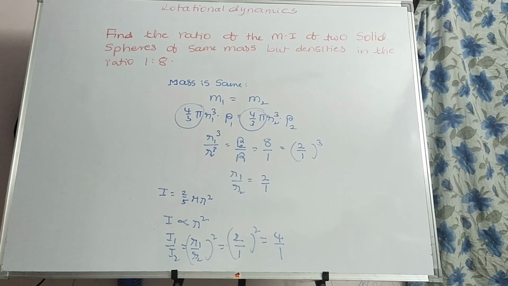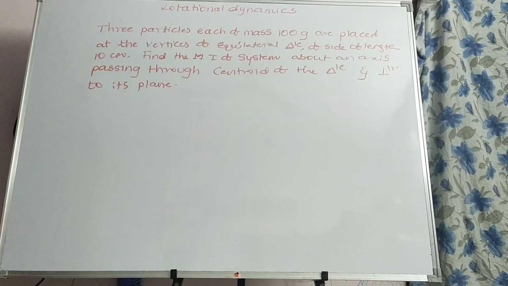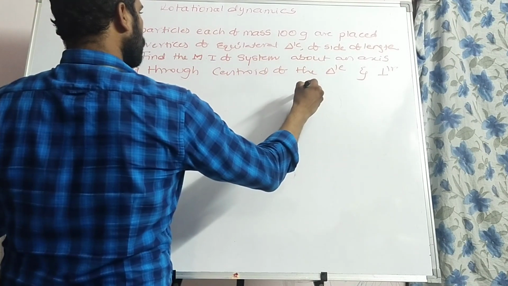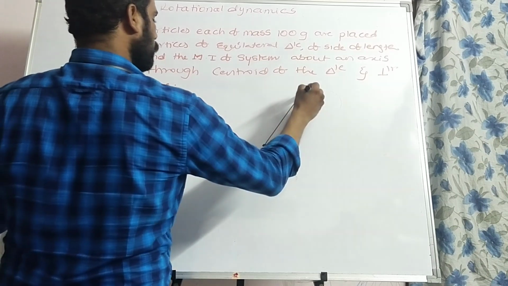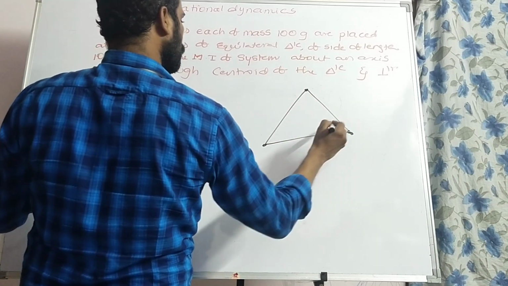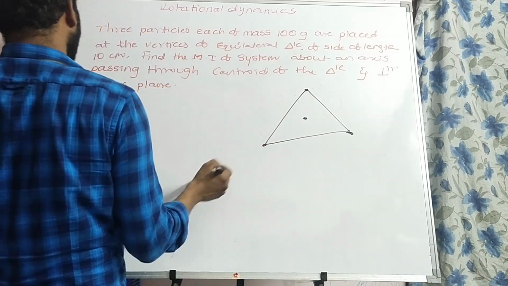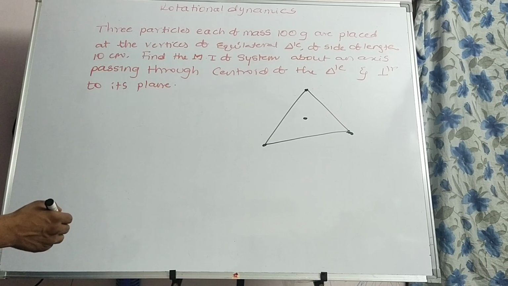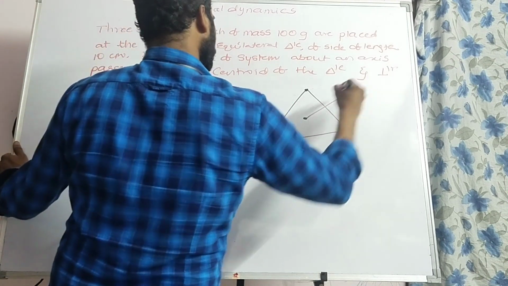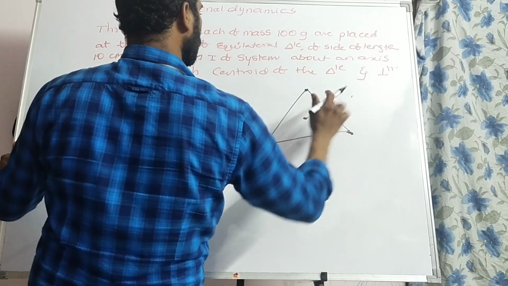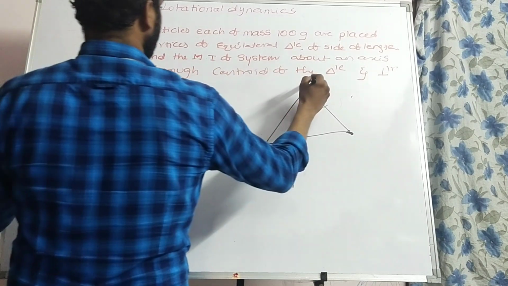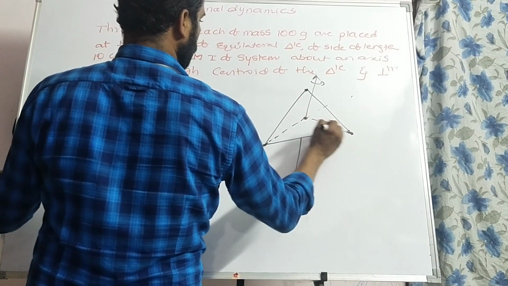Okay, now, three particles each of mass 100 gram are placed at the vertices of an equilateral triangle of side length 10 centimeter. This is the centroid, of course. Then find the moment of inertia about an axis passing through the centroid and perpendicular to its plane. Let us consider the axis perpendicular to its plane like this. So now that is the axis of rotation, and of course we have to find the distance.